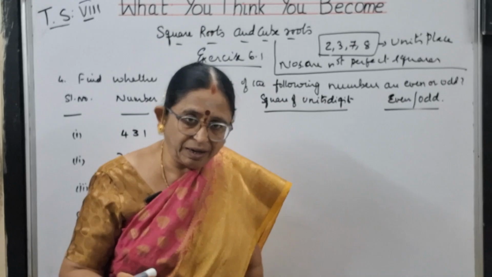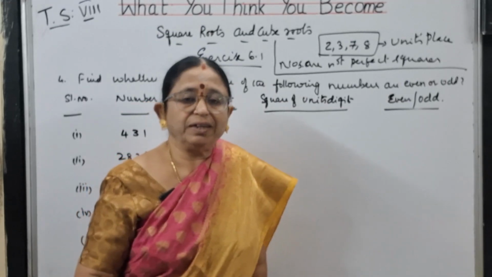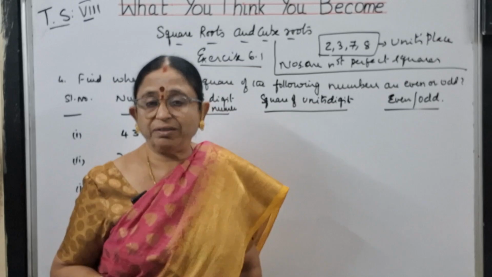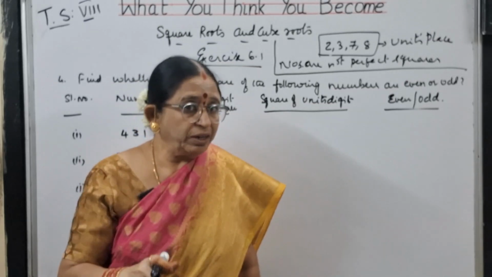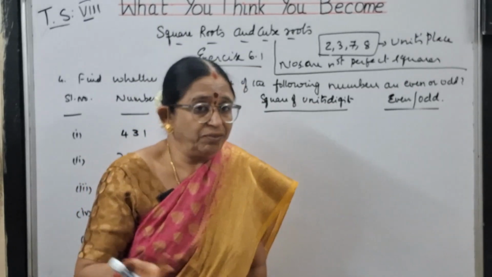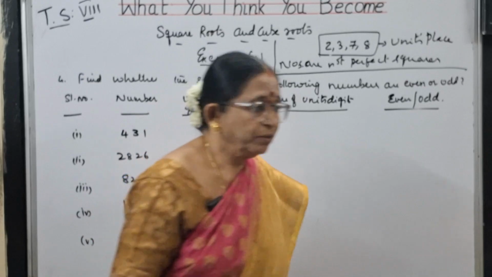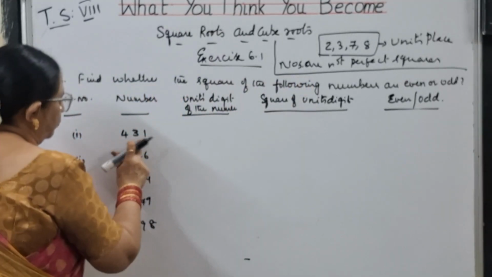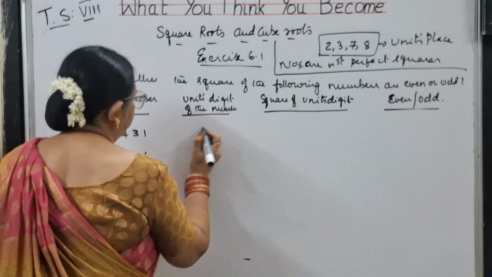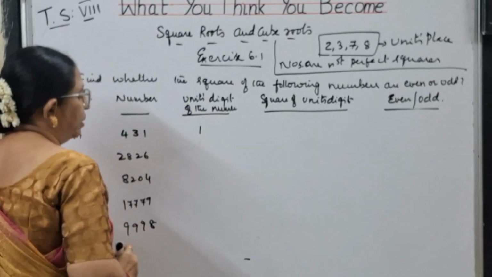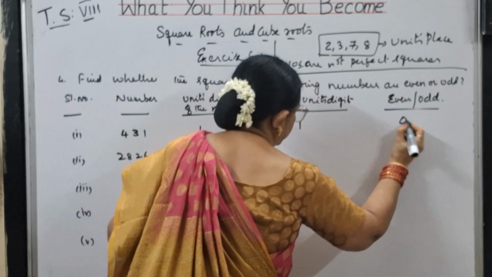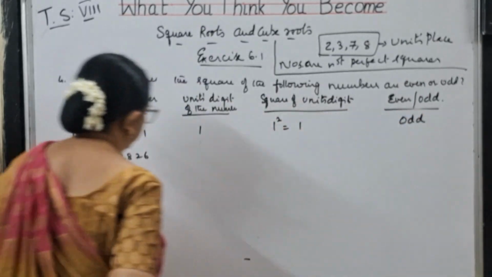So basing on that, we are only considering the units digit of the given number and finding out its square. In that square's units digit, is it odd or even? Very easily you can determine. So this also I am going to do in the form of a table, children. The first one, 431, its units digit is 1. The square of 1 is 1. 1 means it is an odd number.